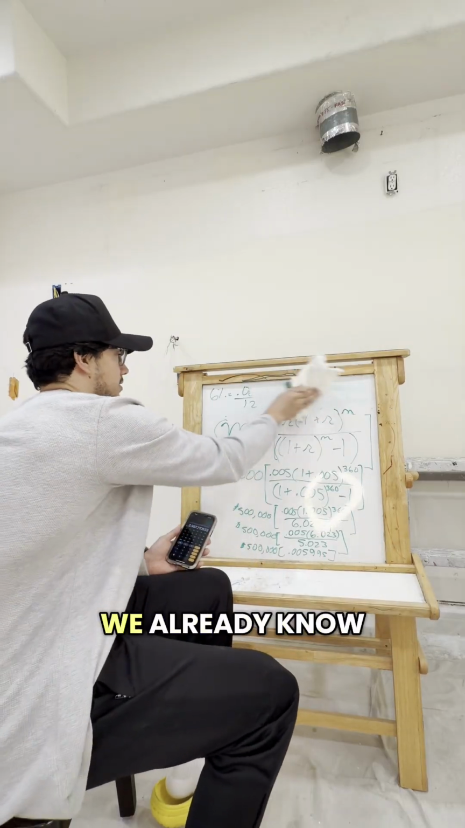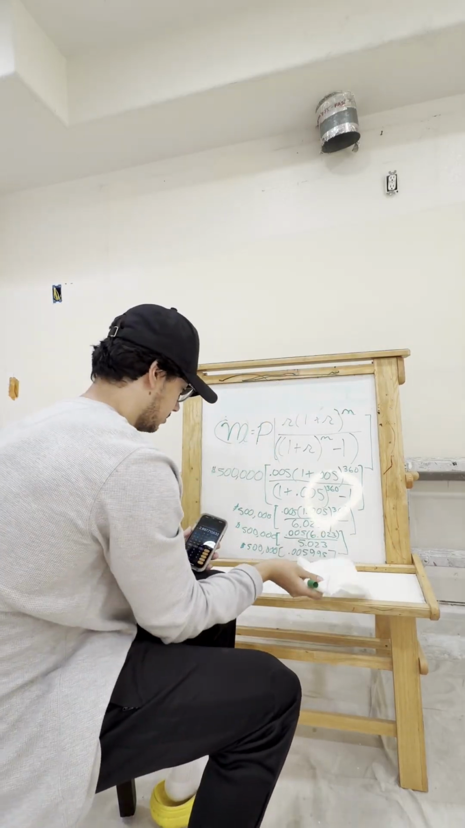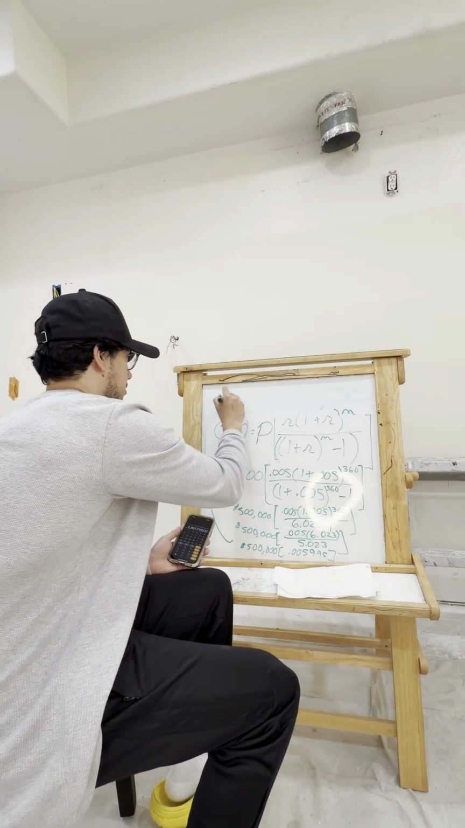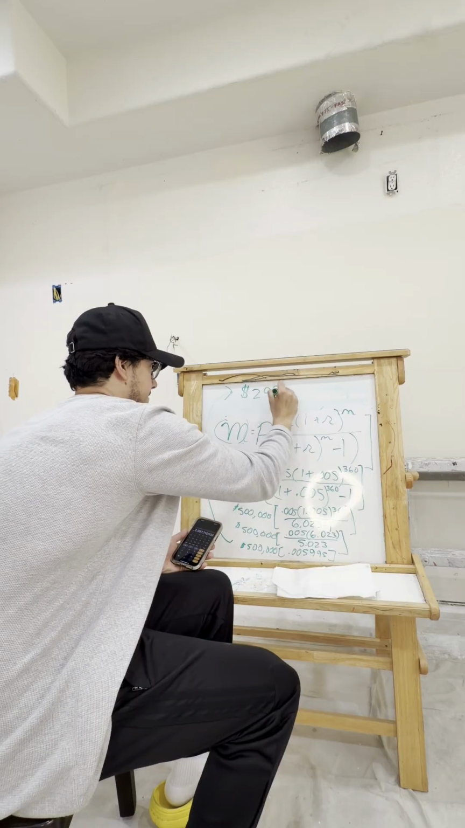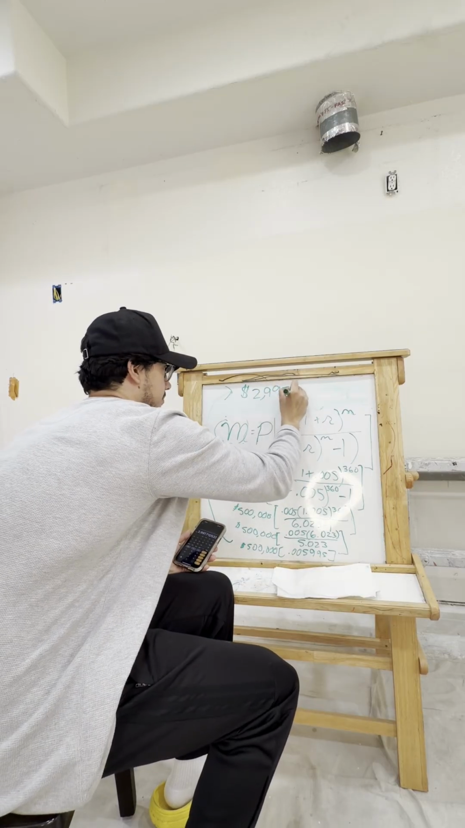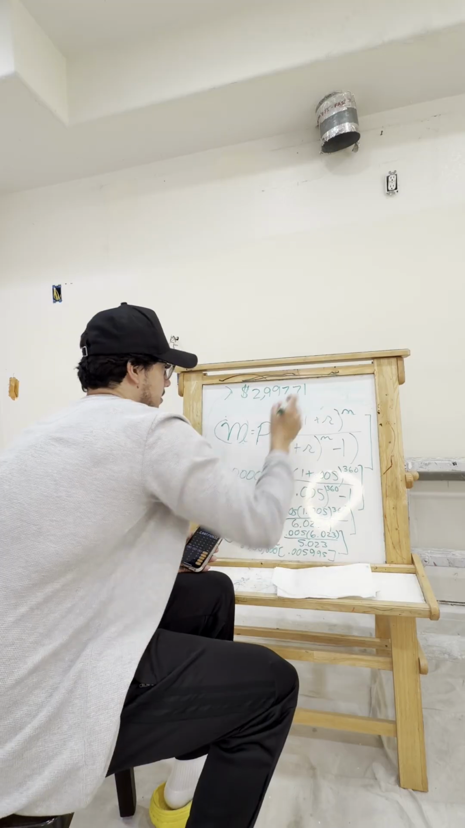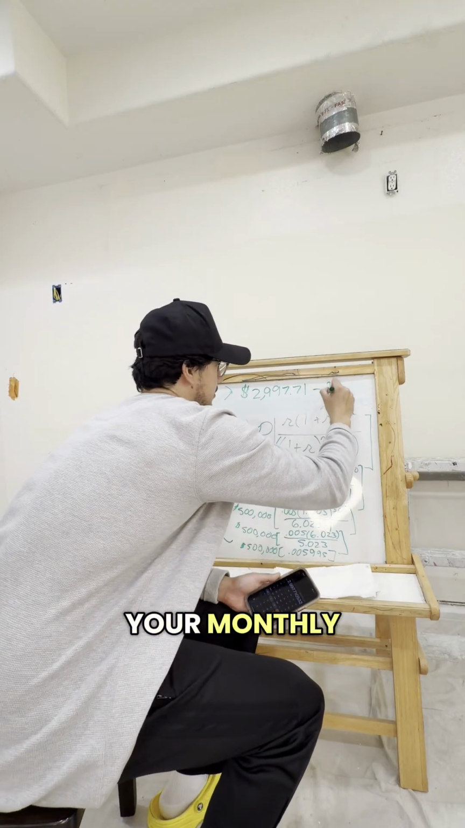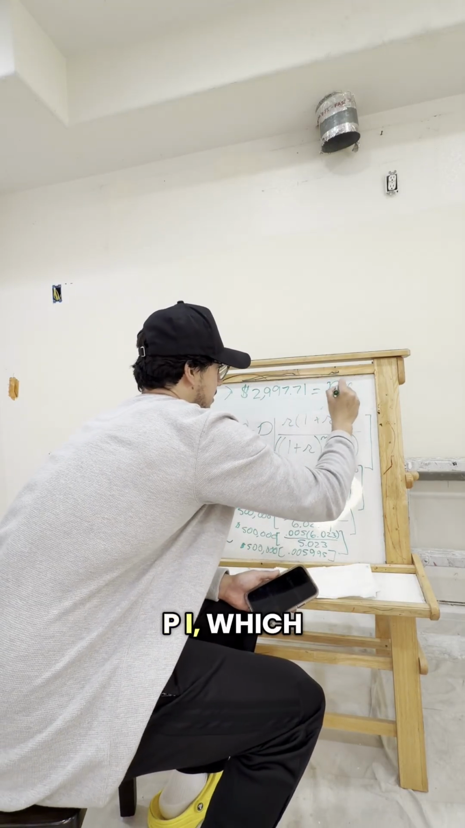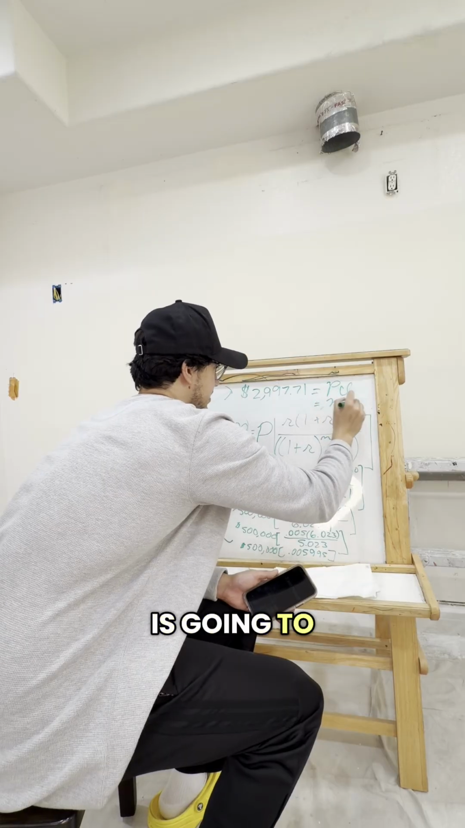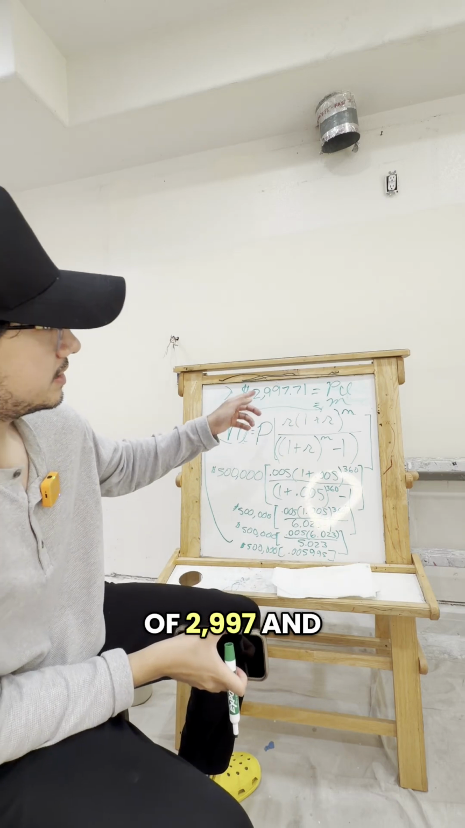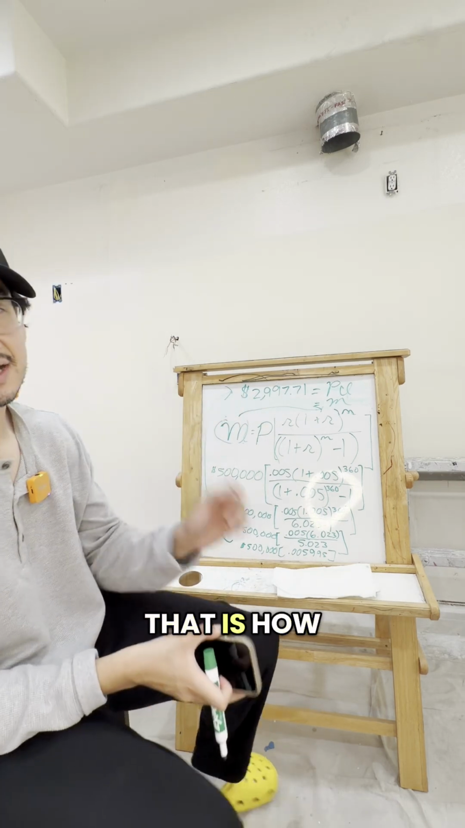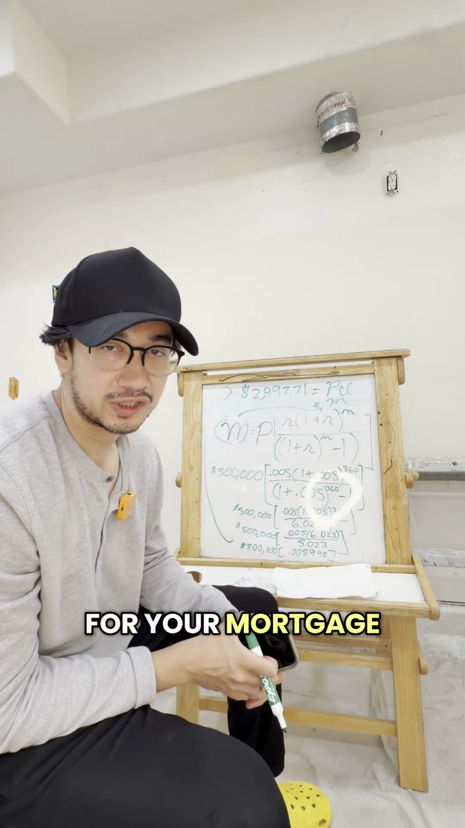And since we already know what our R is, you're going to have your monthly PI, which in this case is going to be our M, of $2,997.71. And that is how you find the PI for your mortgage payment.